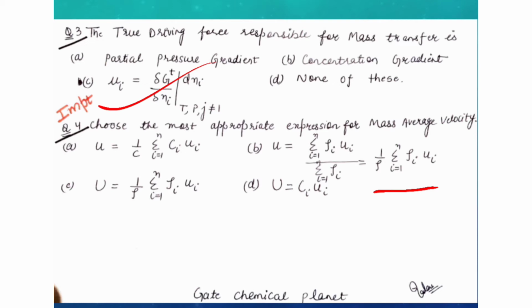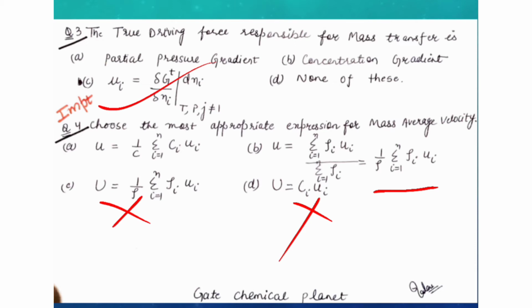First of all, it is important to know about mass average velocity. Mass average velocity is represented by small u. So these options are not correct, because mass average velocity is represented by small u, not capital U. So now we have 2 options, which one is correct?